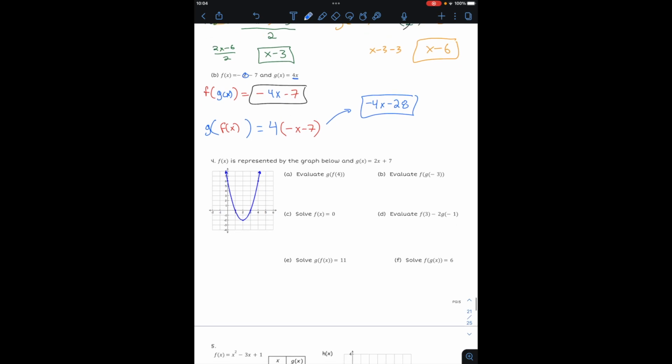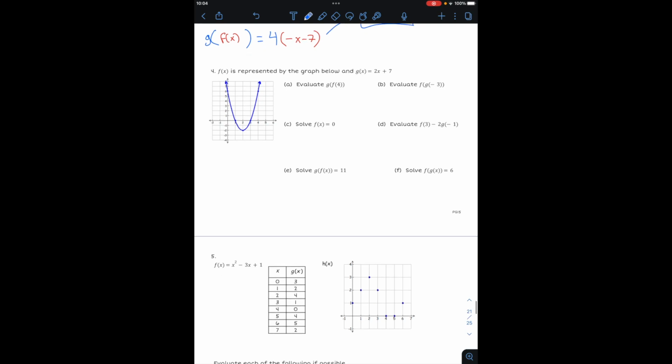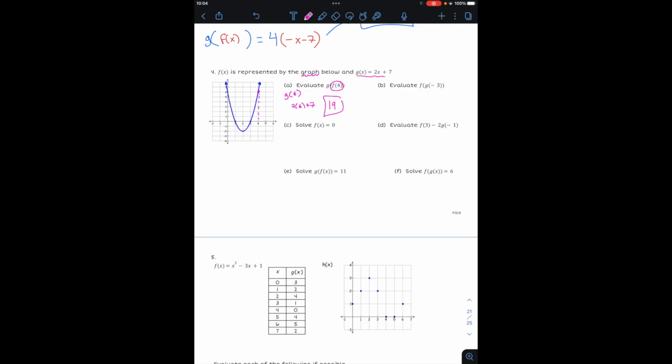All right, cruising along, f of x is represented by the graph below, and g of x is 2x plus 7. So f of x is on the graph, g of x is just this function, okay? So evaluate g of f of 4. So first we need to figure out what's f of 4. We need to use the graph for that. F of 4 is 6, so I'm essentially going to be doing g of 6. That means I'm doing 2 times 6 plus 7, which is going to give me 19.